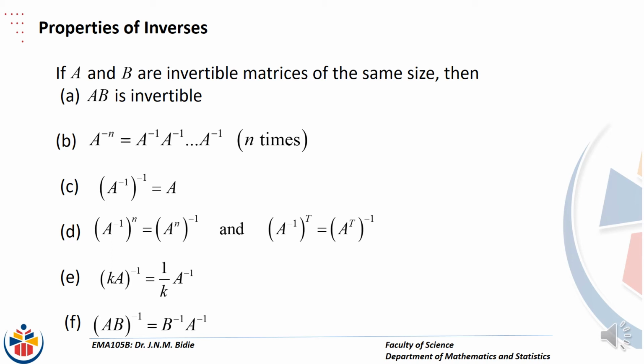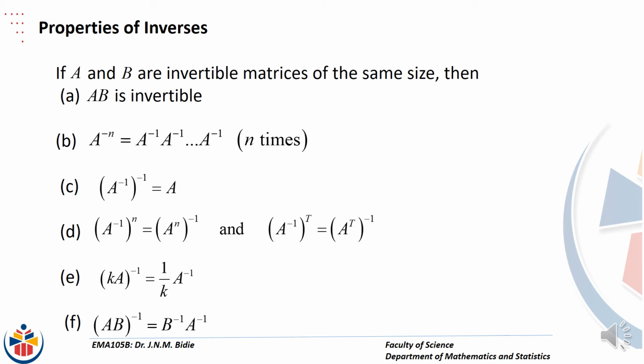If you are asked to find the inverse of k times A, then it's the same as 1 over k times A to the power negative 1. Remember that once you remove that bracket on the left hand side, you'll have k to the power negative 1 times A to the power negative 1, and k to the power negative 1 will always give you 1 over k.